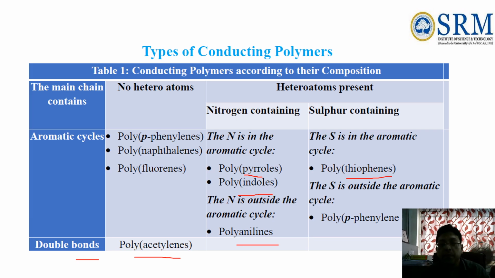That means the building block, the monomer unit, contains thiophene, and in that thiophene, the sulfur is part of the aromatic cycle. And if the sulfur is outside the aromatic cycle, the example is polyparaphenylene sulfide. So this is how the conducting polymers can be classified, without heteroatom or with heteroatom.